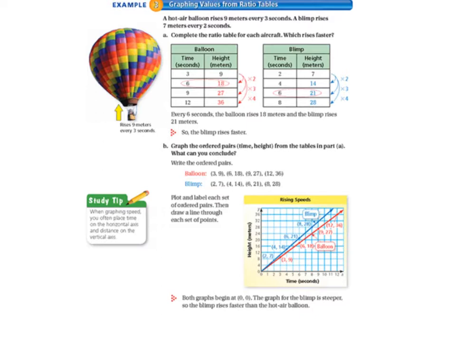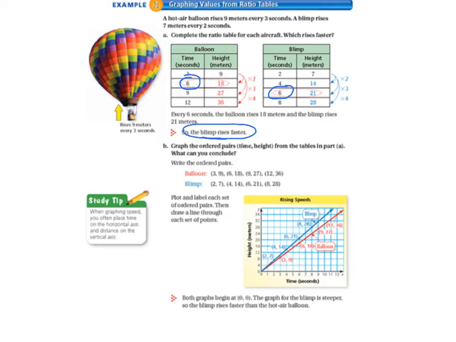So every 6 seconds, the balloon rises 18 meters and the blimp rises 21 meters. So when we have our time in seconds being the same, so that's what we look for, is something that's the same, so we can compare the height and we can see that the blimp rises faster.